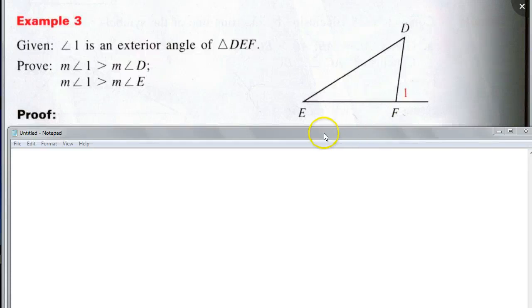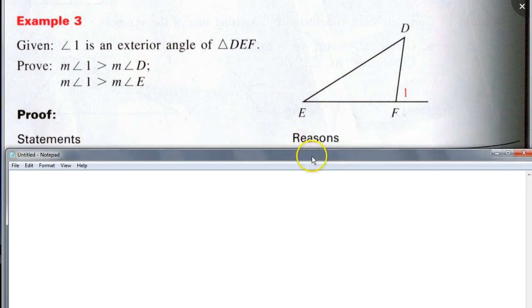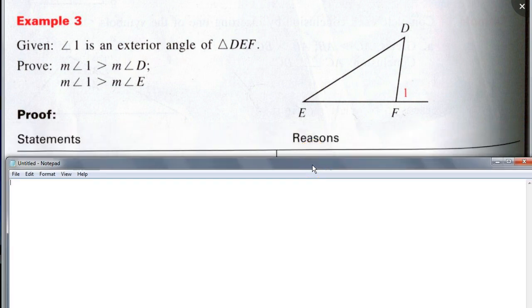Exactly. Measure angle 1 plus measure angle 1 is equal to measure angle what? E plus. Correct. Okay, what's the reason? What do we write as a reason? We just talked about this. What's the reason? You don't know how to say it? Who haven't I called? Josh, what do you think?